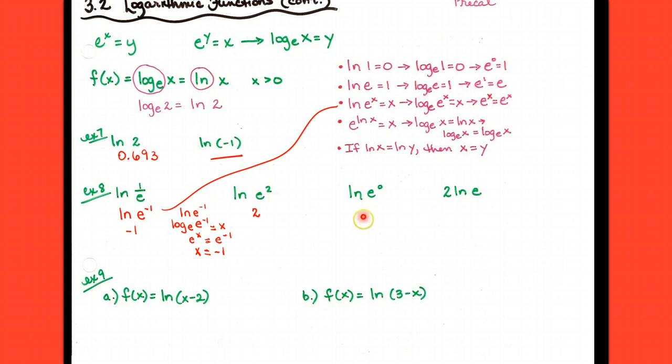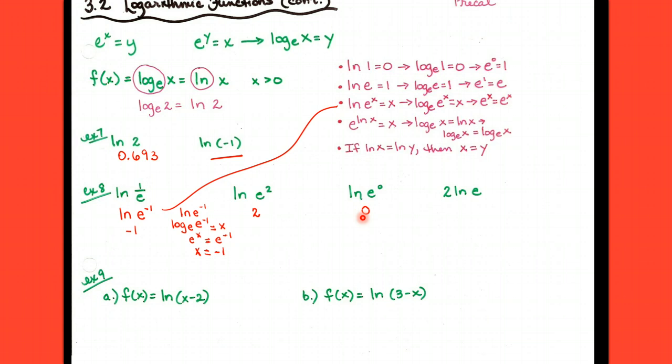How about the next one, ln e to the 0? 0, right, because ln and e could cancel each other out, or if you said e to the 0, that's 1, that would leave you with ln 1. That's another one of our properties, that ln 1 is equal to 0. That would take me there as well.